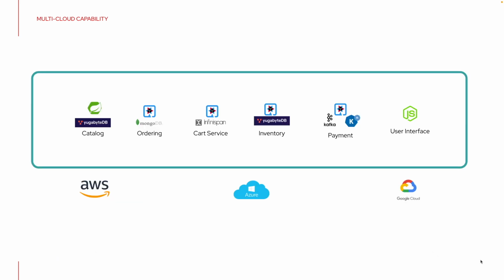We have different microservices running on it. The catalog is leveraging the Yugabyte database. The ordering component is leveraging MongoDB. Cart services uses Infinispan. Inventory again uses YugabyteDB. We also have the payment component that leverages Kafka and Knative, and the user interface leveraging things like Node.js. So there are various different microservices that make up this particular application, and they are all running across multiple clouds, different providers, in different regions across the world.